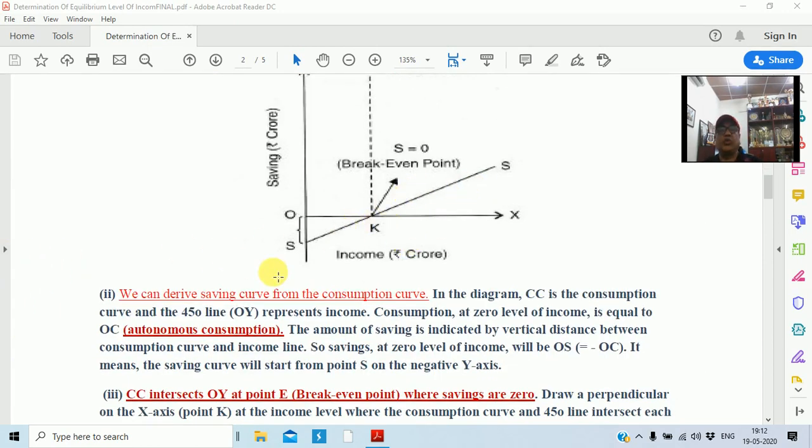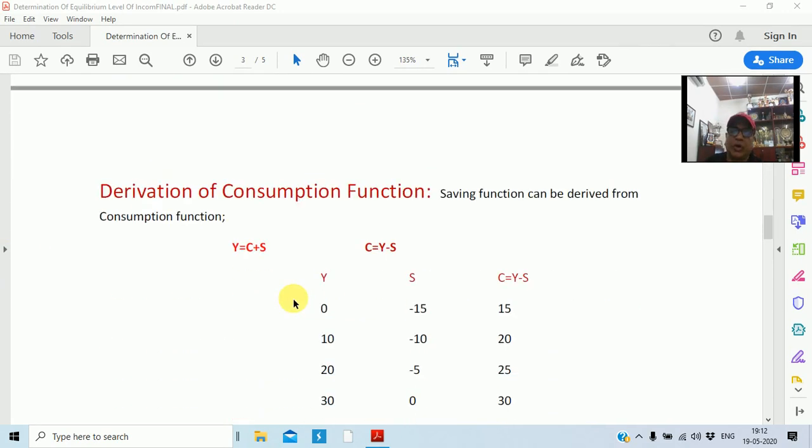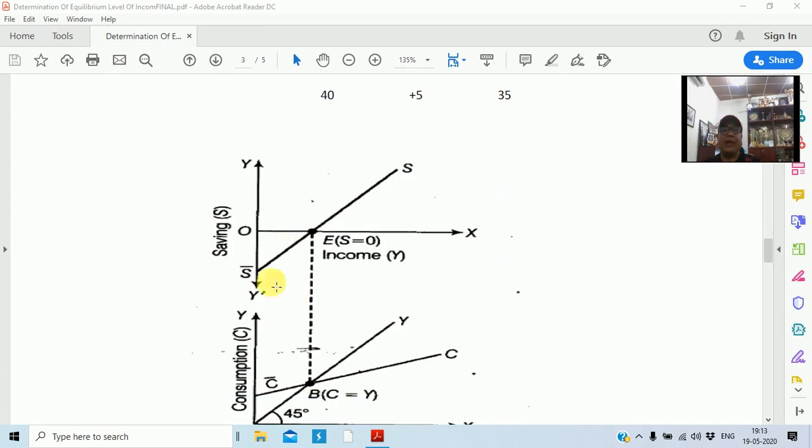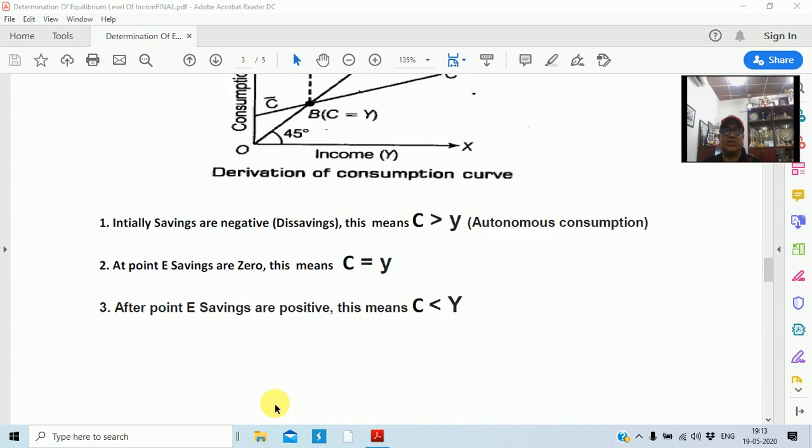These are the two very important questions from the board point of view. Okay, you have to go both ways. How to derive the saving function from the consumption function? It means if the consumption curve is given, you can develop the saving curve from it. And if the saving curve is given, you can develop the consumption curve from it. So this is all about how to derive the saving function from the consumption function or the consumption function from the saving function.